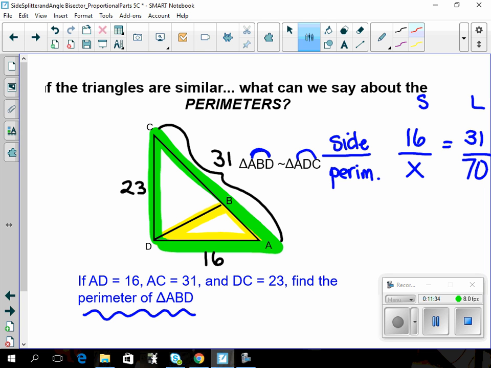Are we okay with that? That kind of combines a little bit on what we did with the quiz, trade, and similarity statements, and solving proportions. So that one combines a lot of stuff.